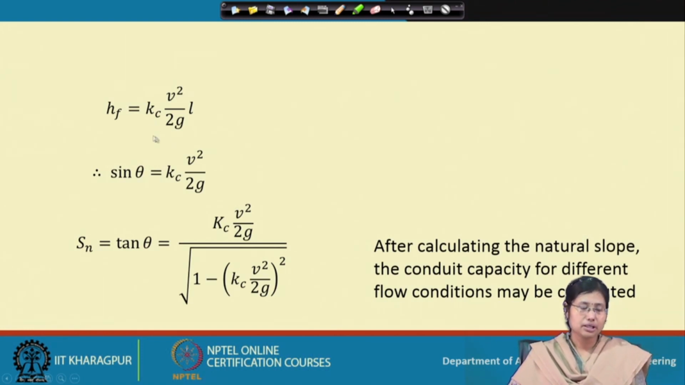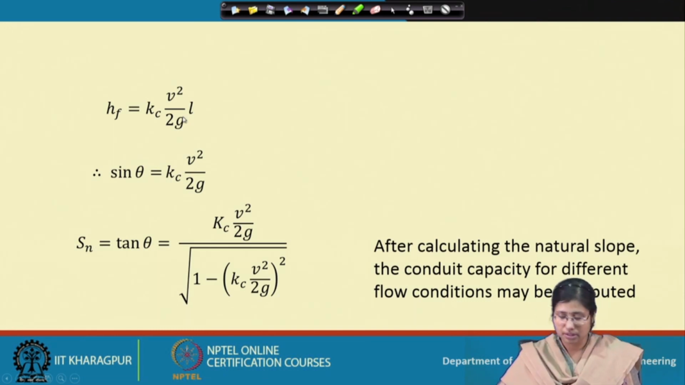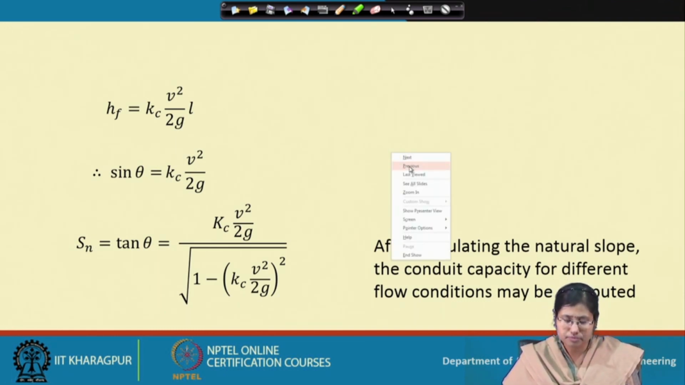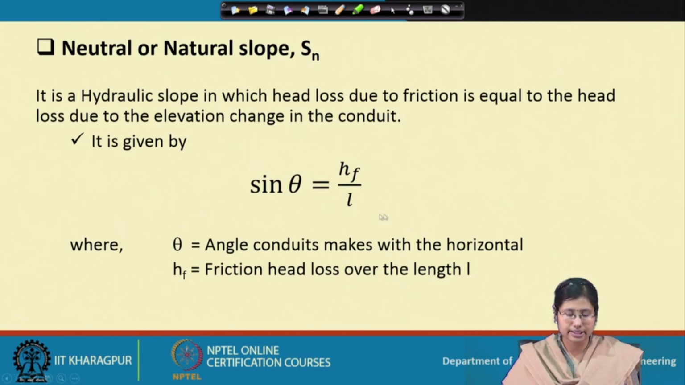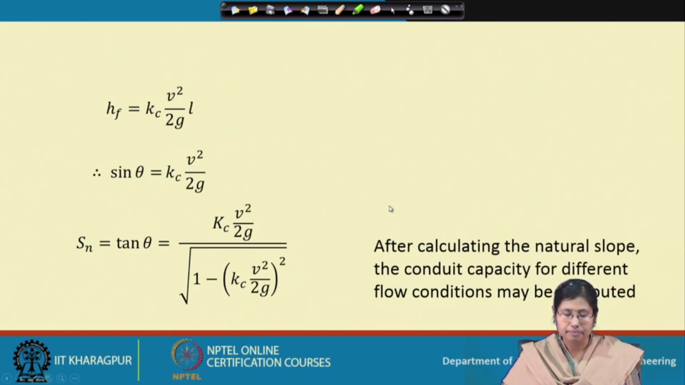Now, as you know, the coefficient of contraction. When the pipe flow prevails, hf is Kc, where Kc is the coefficient of contraction, times V²/2g times L, where L is the length of the pipe. Now, sin theta can be a function of this Kc, where L gets cancelled. So, here sin theta is hf by L.